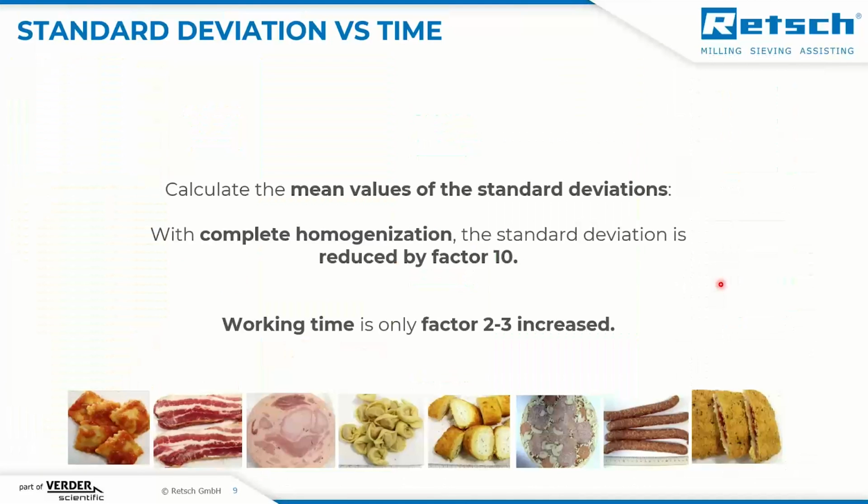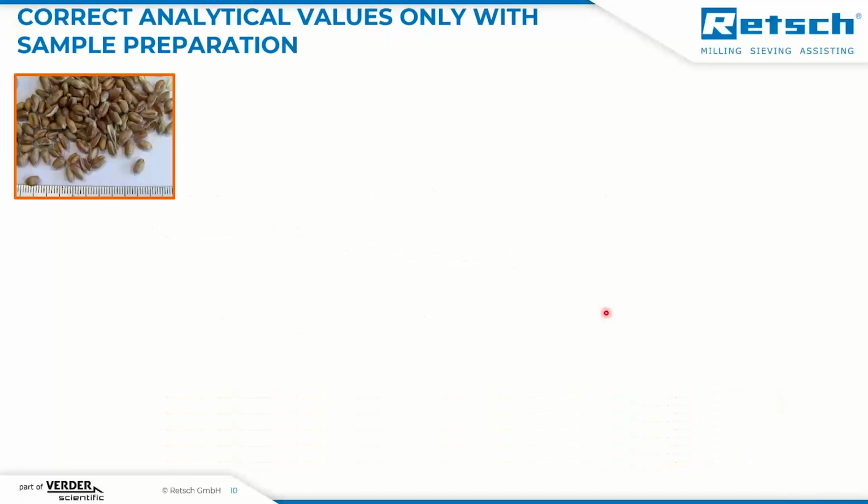And when we now calculate the mean values of the standard deviation and compare it in the fine and in the coarse fraction, we see that you can reduce it in the mean value by factor 10 when you grind it finely. It might also be factor 3, it might also be factor 20, but the mean factor you can reduce the standard deviation is around factor 10. Of course, you need a little bit more working time in the lab for the second grinding step, but it's just a factor 2 or 3 time increase. And we think that's really worth it to get reliable results.